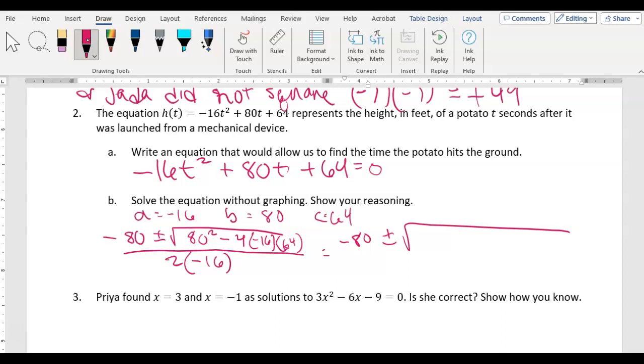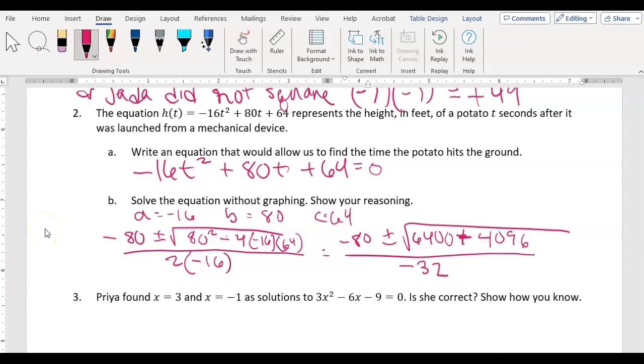So we will get 80 times 80, which is 6,400, minus. We're going to have a negative times a positive. So that's going to leave me with a positive. So 4 times 16 times 64 is 4,096. And again, that's plus because we have a negative times a negative, which gives us a positive, and then a positive times a positive, which gives us a positive. And then 2 times negative 16 is negative 32.